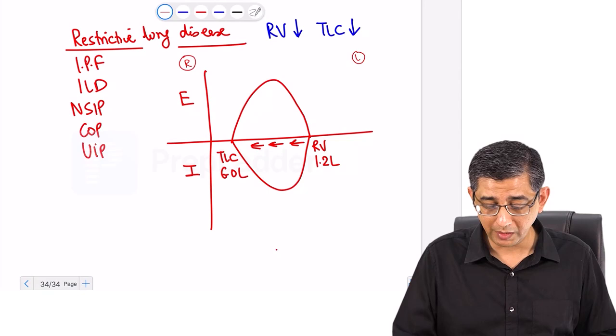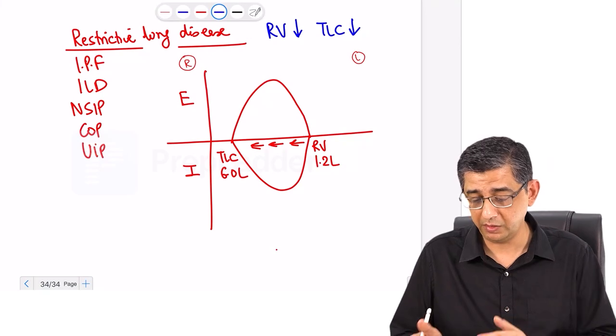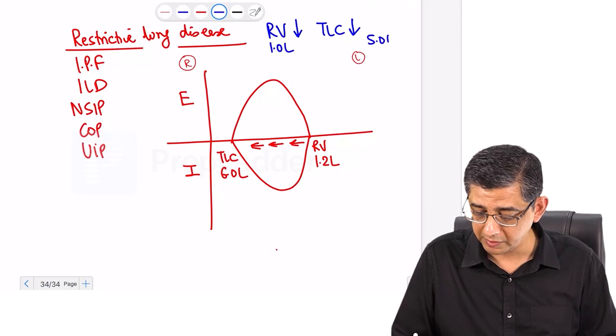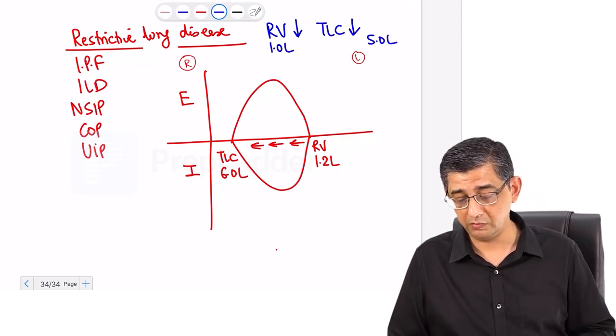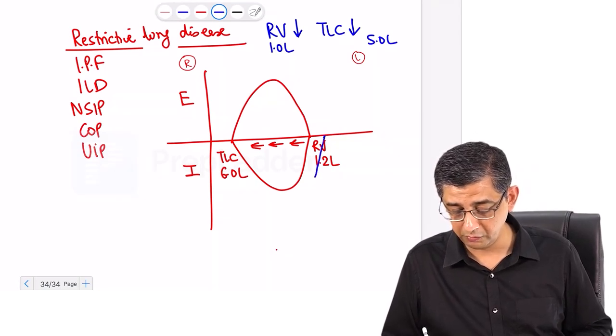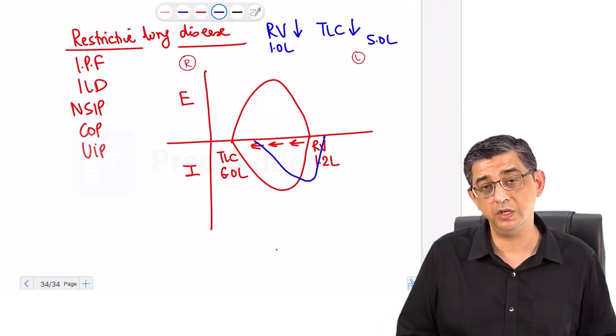So my point at the moment, guys, is very simple. If RV is less than, or let me give a number here also. RV of the patient is 1 liter, TLC is suppose 5 liter. So I will start the curve a little towards the left of RV. Why? Because residual volume is lesser. You can see the volume is increasing towards this side towards 5 liter, but it is not reaching the 6 liter value.